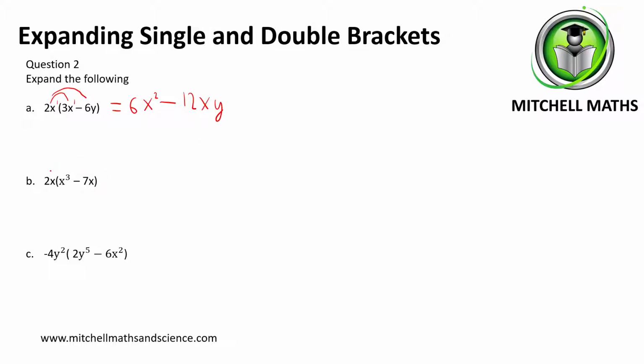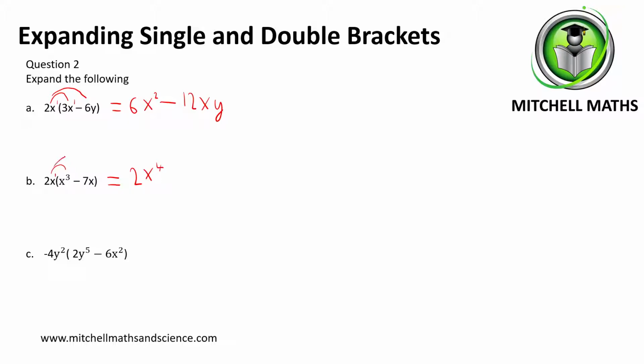Right, for part B, we've got 2x times x cubed. So first of all, it's going to be positive, and it's going to be 2. And we've got x times x cubed. As I said before, if there's no power there, it's really to the power of 1. 1 plus 3 is 4, so it's 2x to the power of 4.